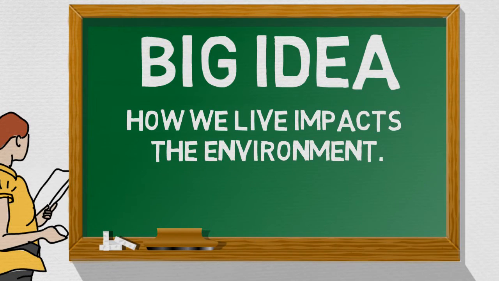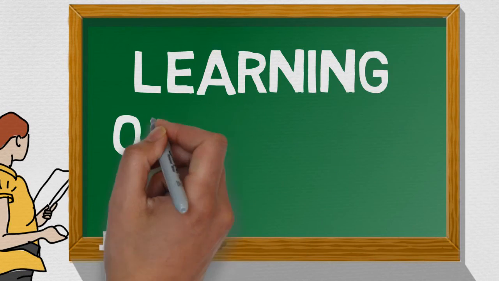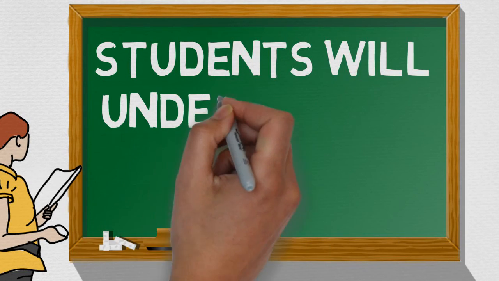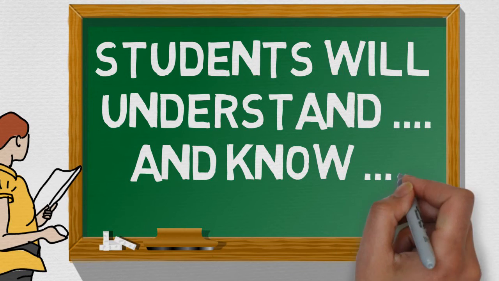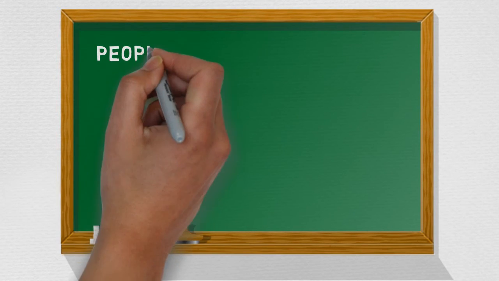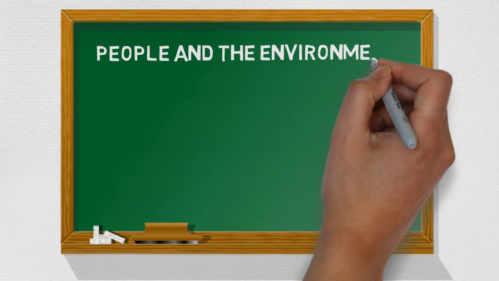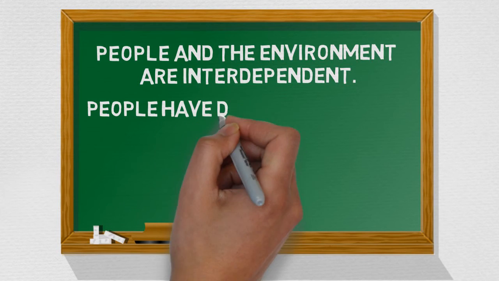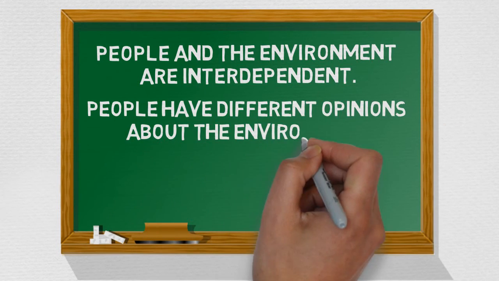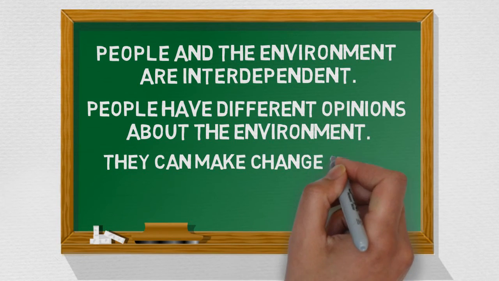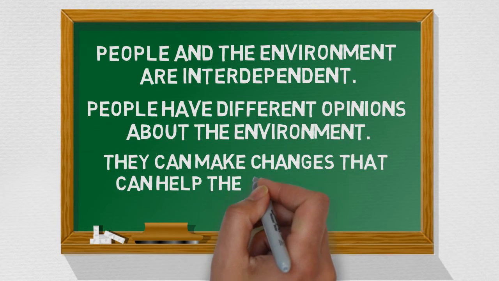The UbD framework in stage 1 also requires teachers to set clear learning objectives, that is, what they want the students to understand and know by the end of the unit, and the specific skills that students will gain. So at the conclusion of this unit, my students will understand that firstly, people and the environment are interdependent. Secondly, people have different opinions about how the environment should be treated. And thirdly, they can act to make changes that can work towards the creation of a more sustainable environment.